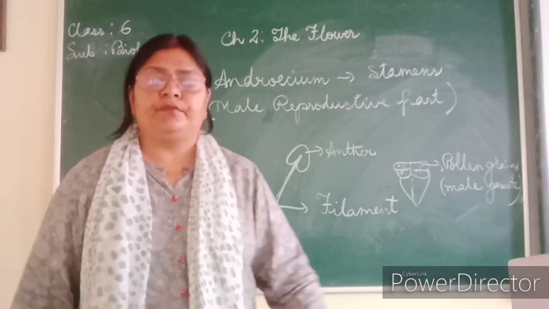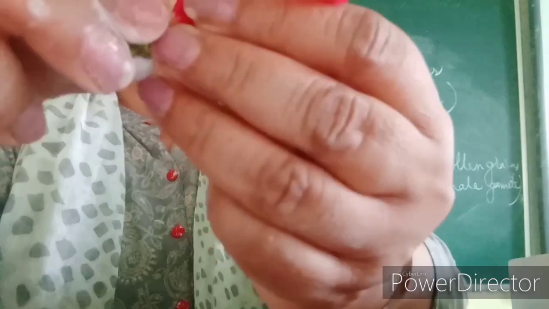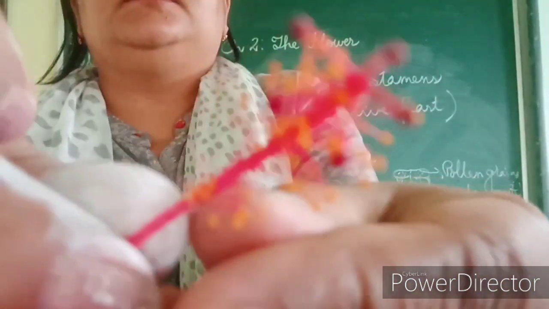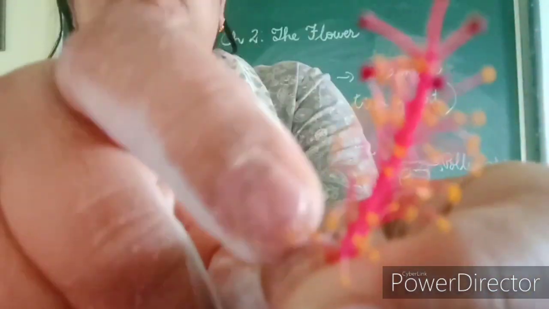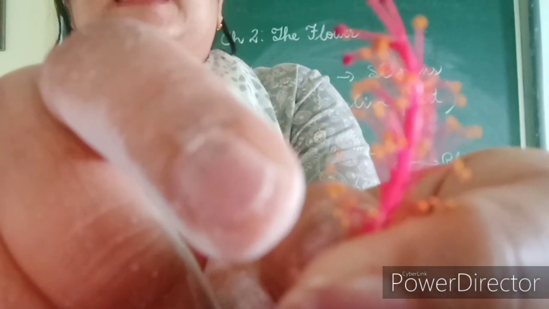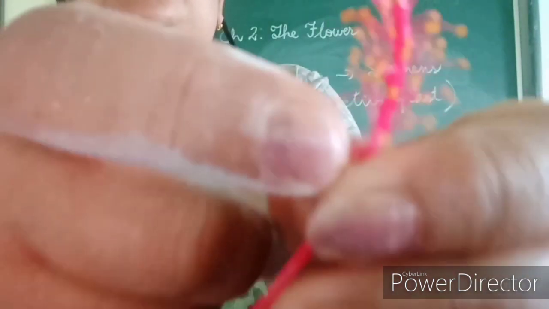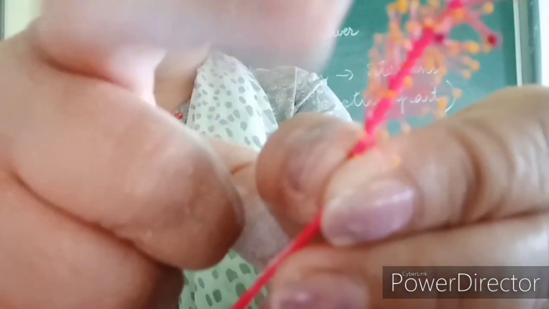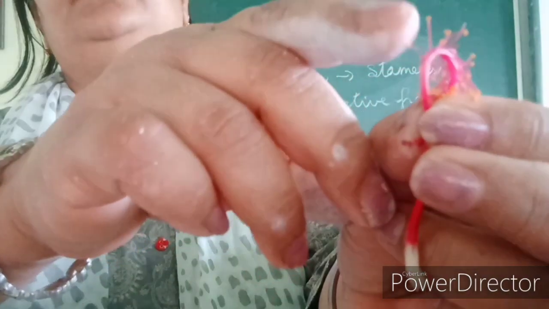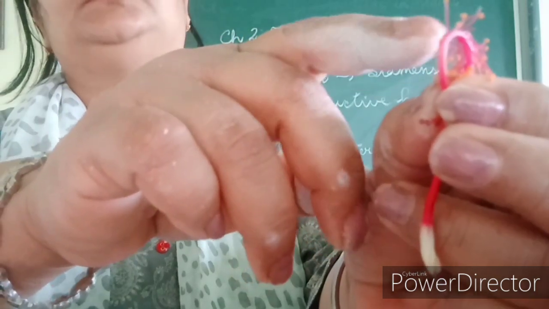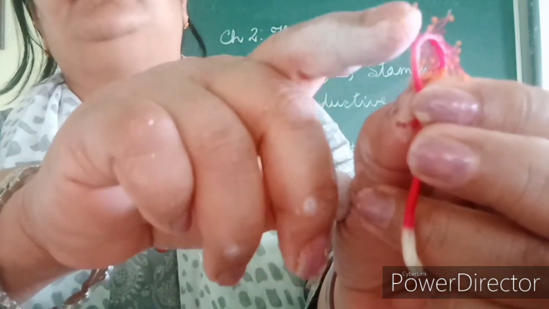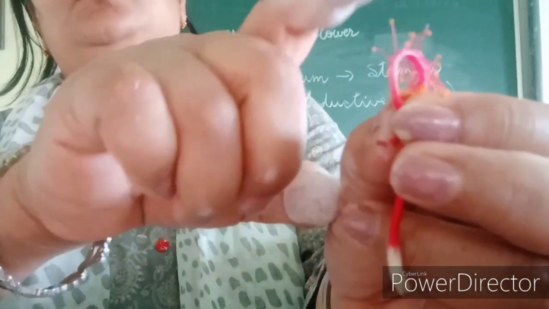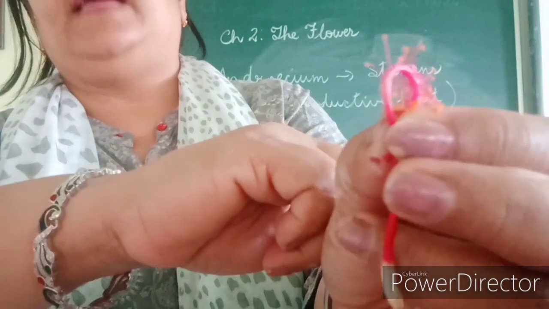Okay, now let us see the flower that I have brought. See, we have already removed the two whorls. Only one petal was left. Now next, the third whorl is the yellow heads that you can see, which are the anthers, and the thread-like structure they are attached to is the filament. The anther and the filament. The narrow thread-like stalk is the filament, and the head is the anther.